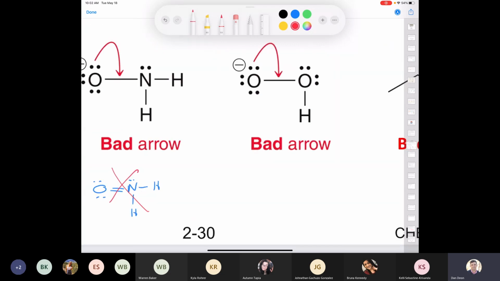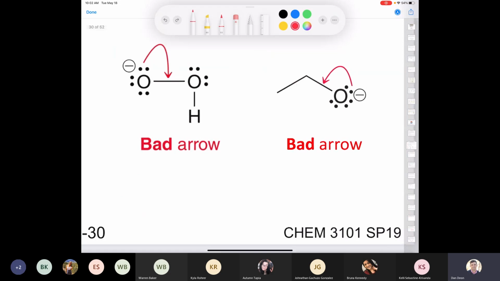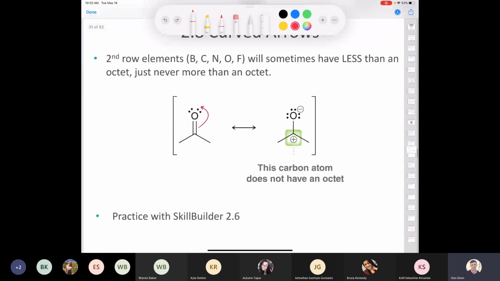Okay, same thing here. You'd exceed the octet rule for this oxygen. And then what's this one? You'd exceed the octet rule for this carbon here. So those are all bad arrows. So don't violate the octet rule. What else? Second row elements can have less than an octet. Absolutely, they can have that. But they can't have more than an octet.